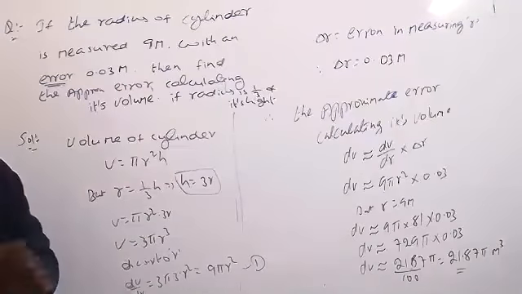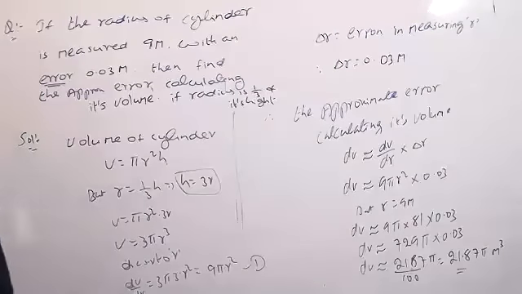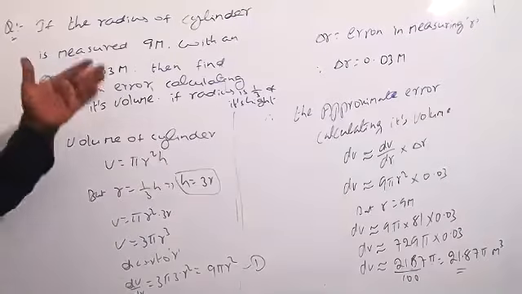Suppose they have not given the relation between height and radius of the cylinder, it's not possible. Or else they have to give the value of any one thing, either radius or height. Then only it's possible. This also you can copy.